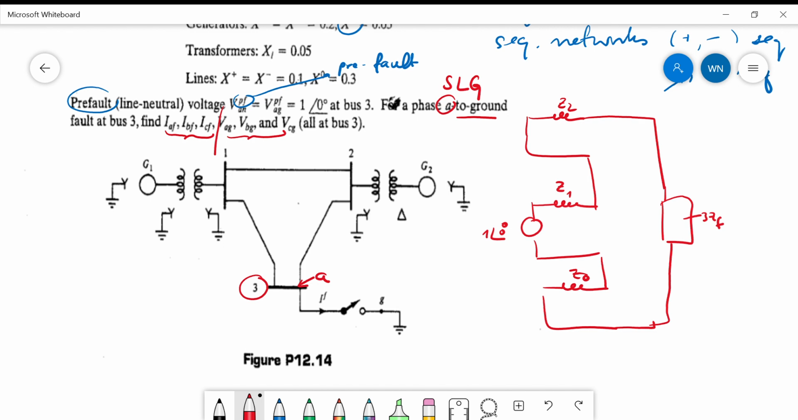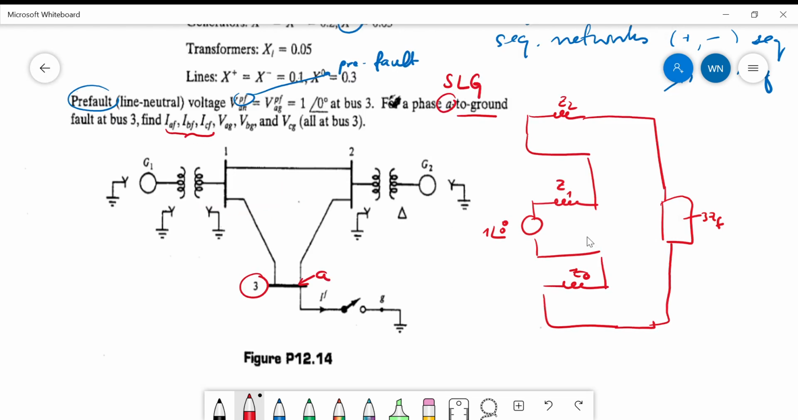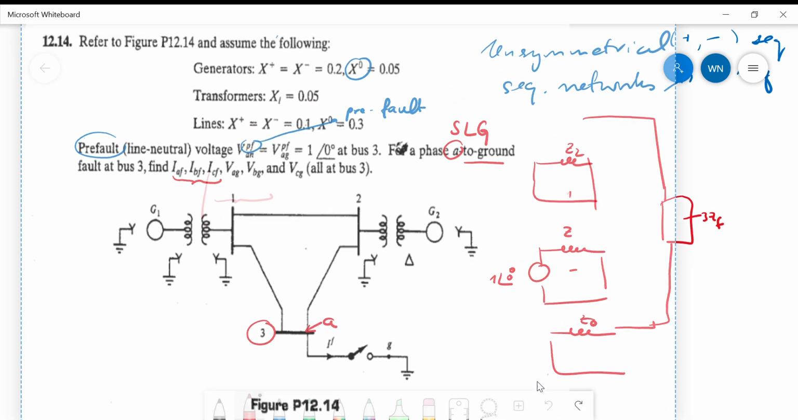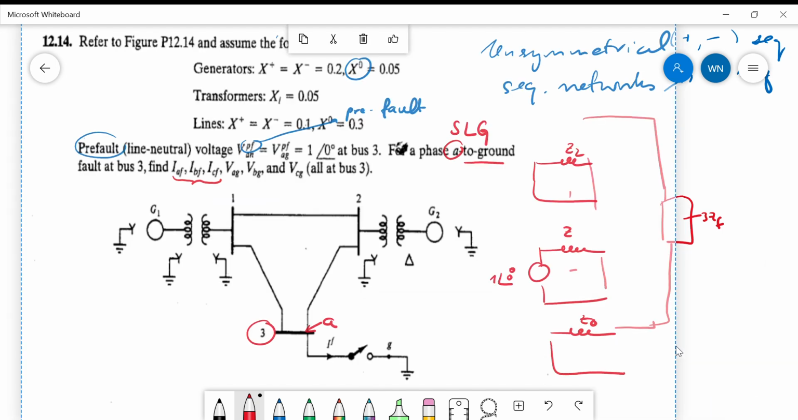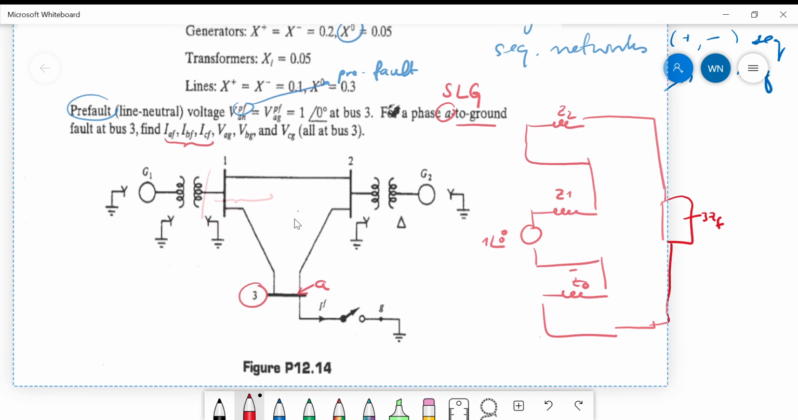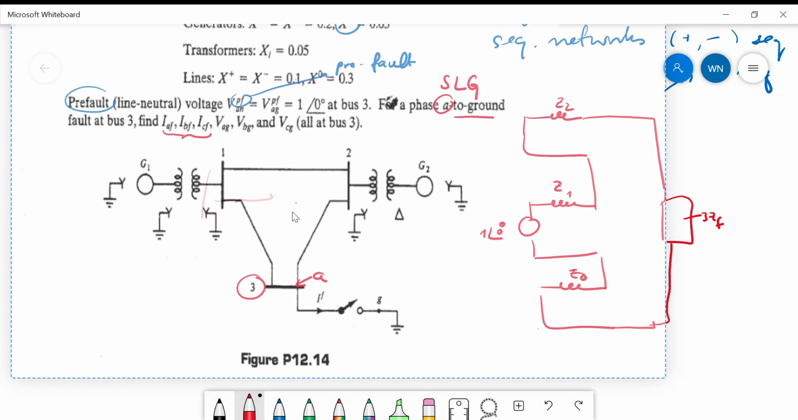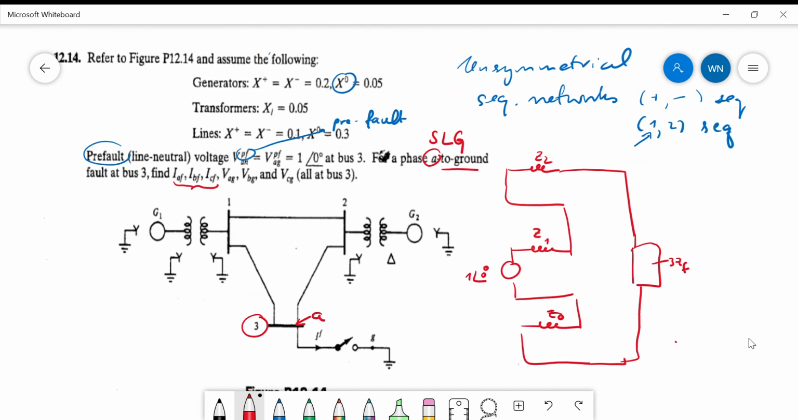But in this case, we assume that it is solidly grounded. Is there any specification somewhere? No. If it is not specified, we can say that it is solidly grounded. It is specified from the picture itself, because in the picture there is no impedance between the bus and the ground.